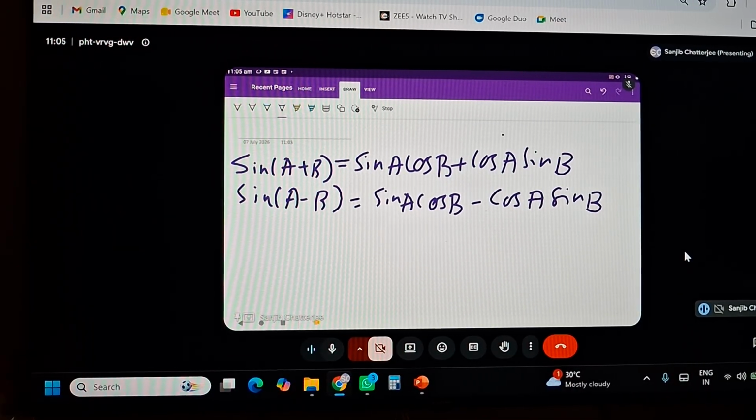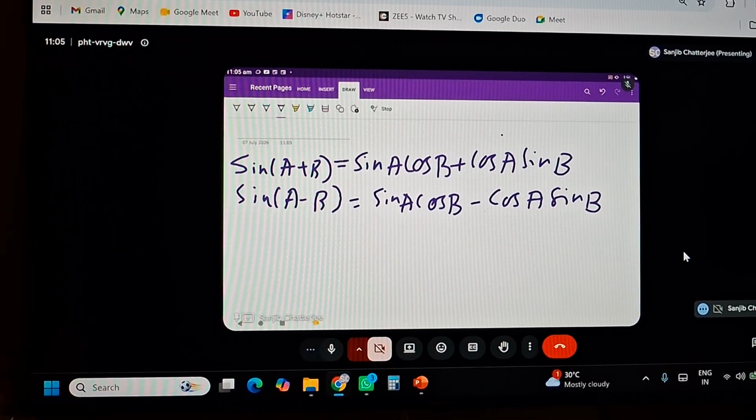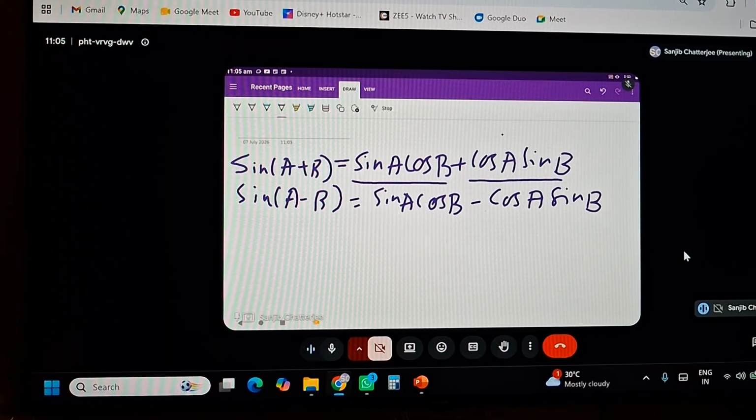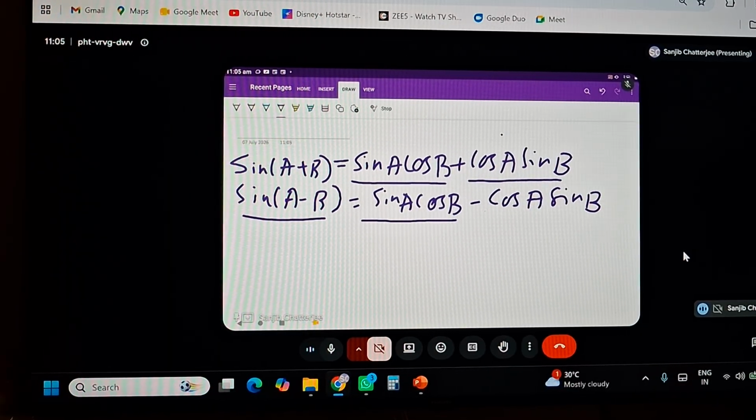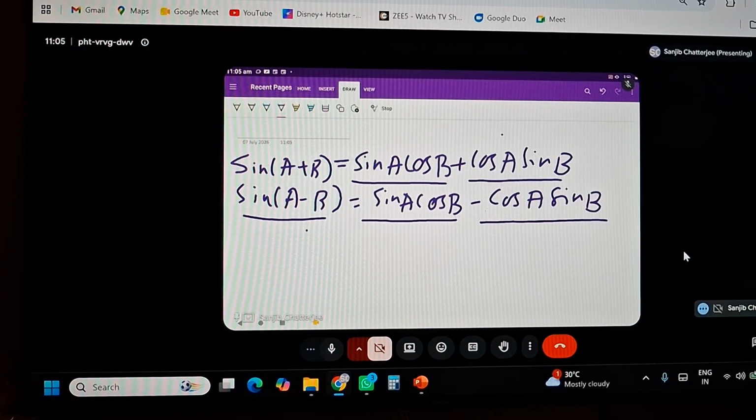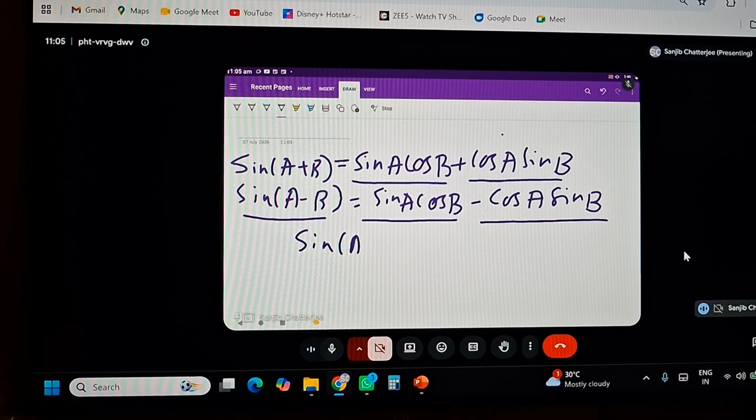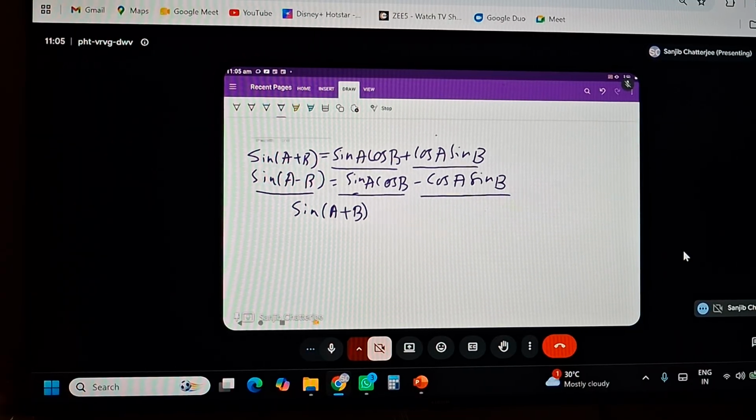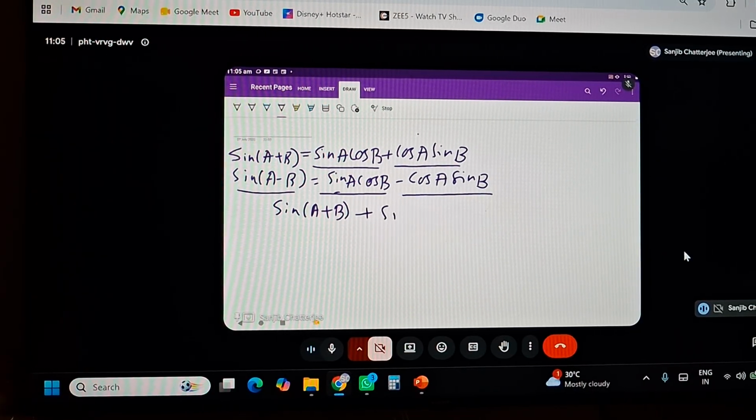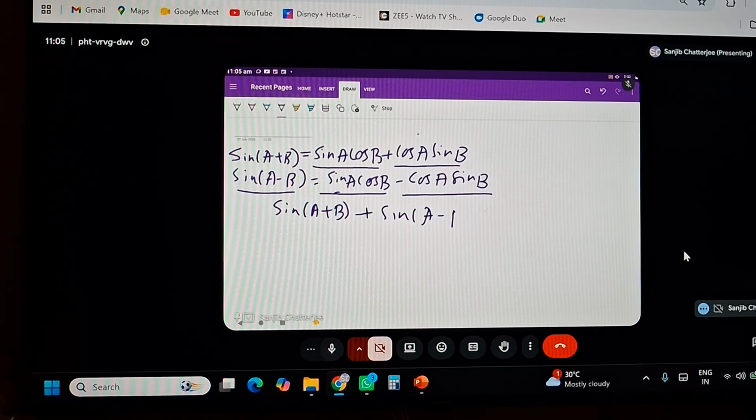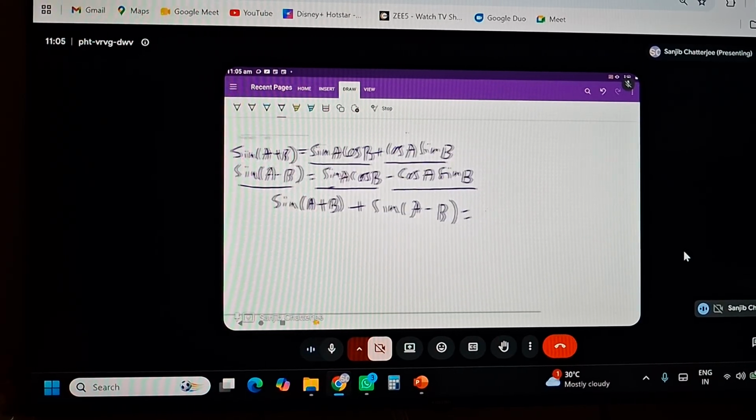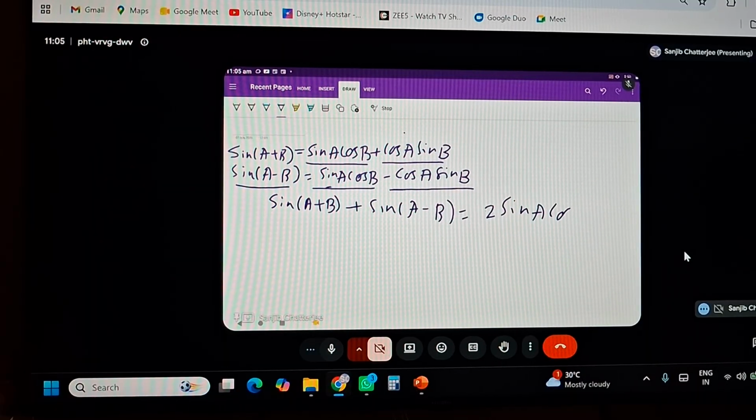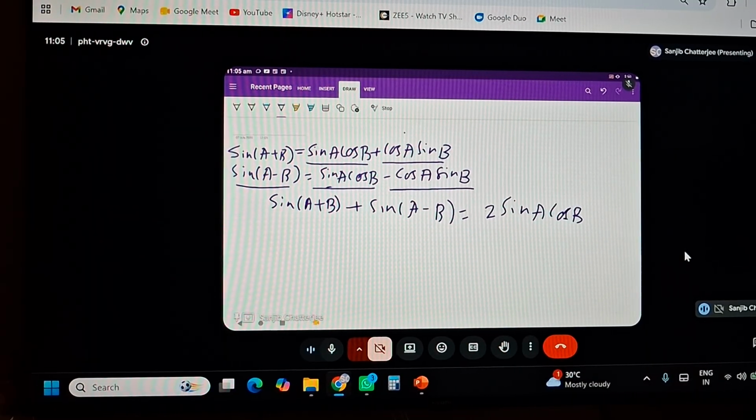Trigonometry starts with this formula: sin(a + b) = sin a cos b + cos a sin b. Now sin(a - b) = sin a cos b - cos a sin b. If you add these two, sin(a + b) plus sin(a - b), you will get 2 sin a cos b. Now let's apply this formula here.